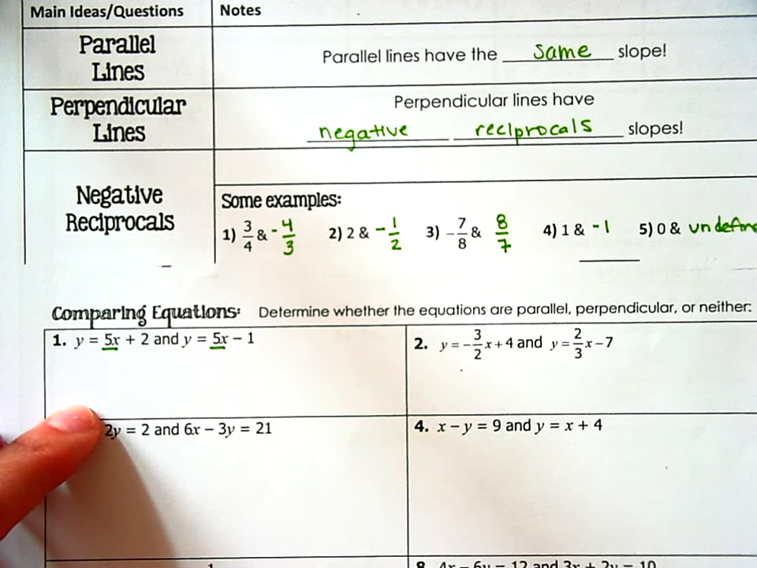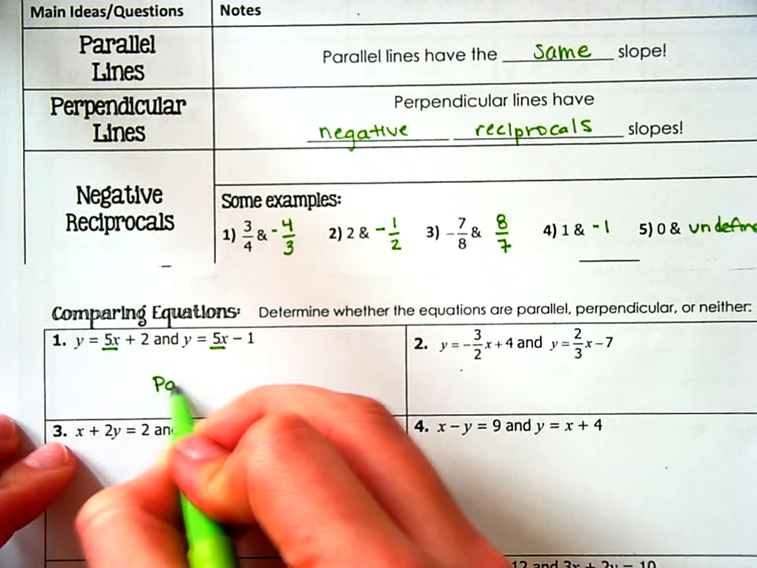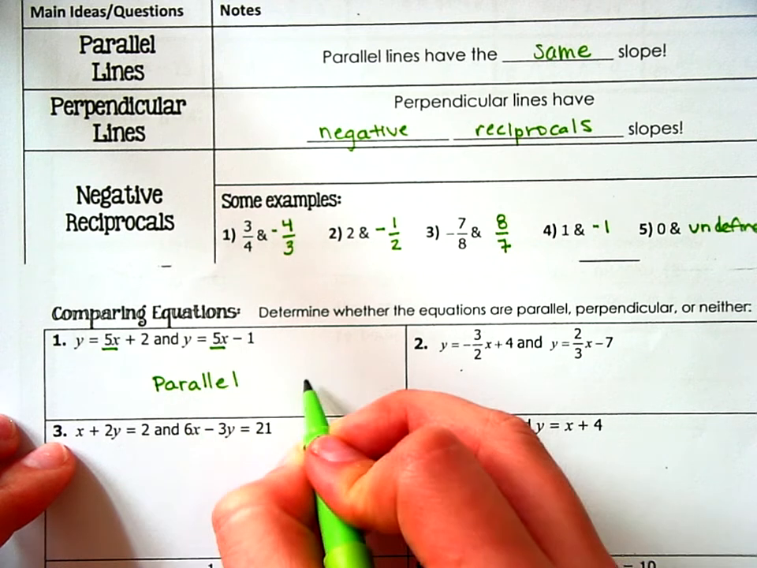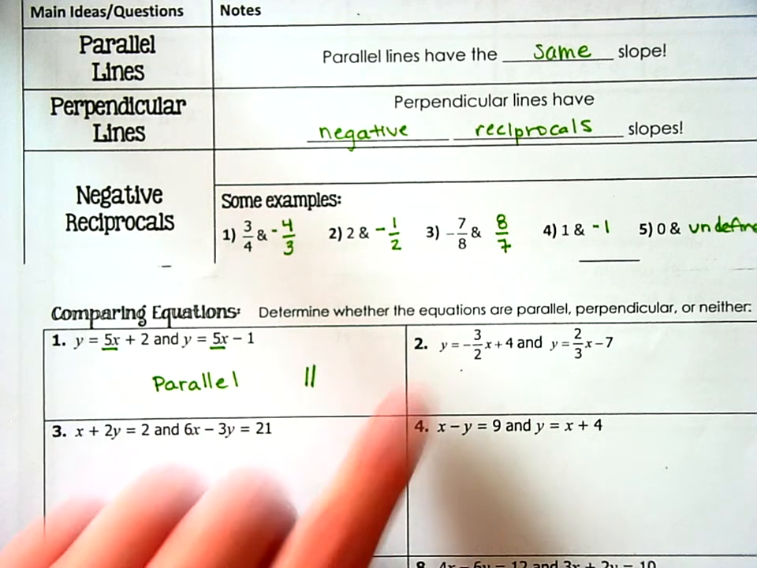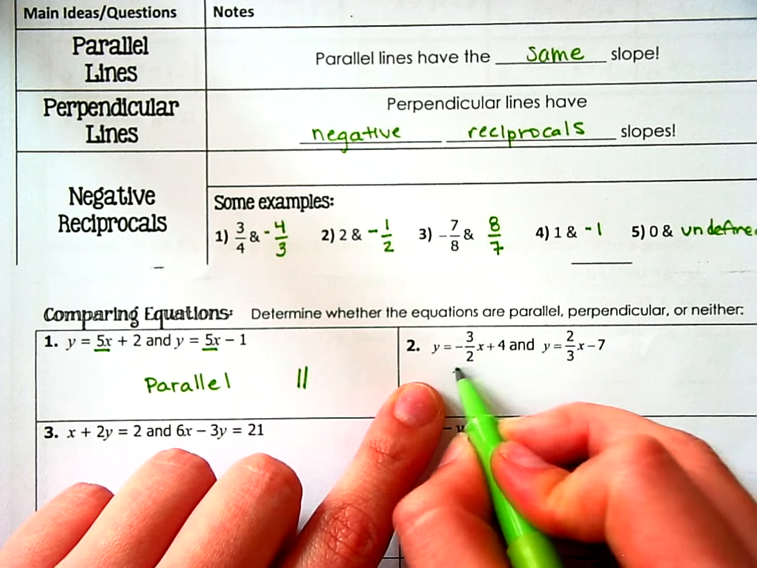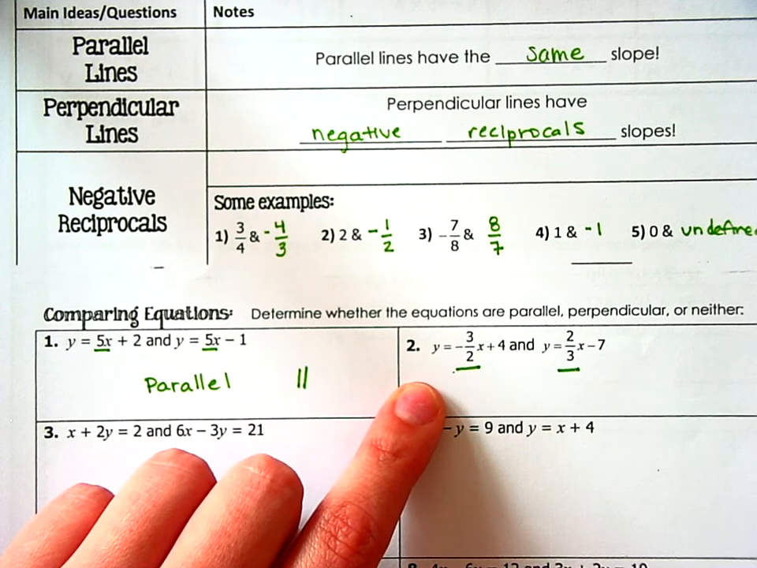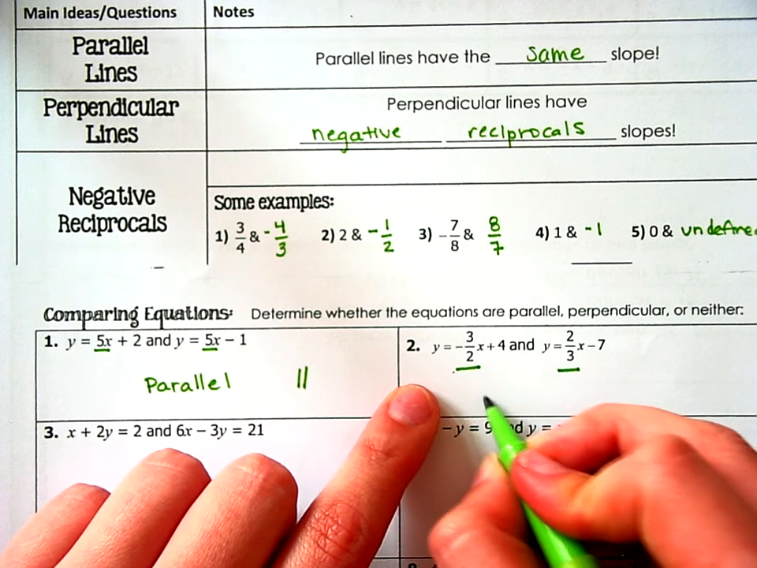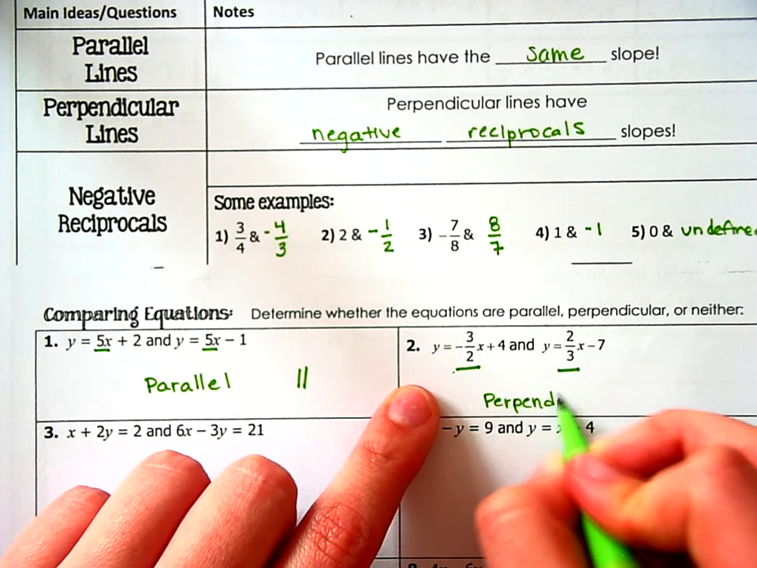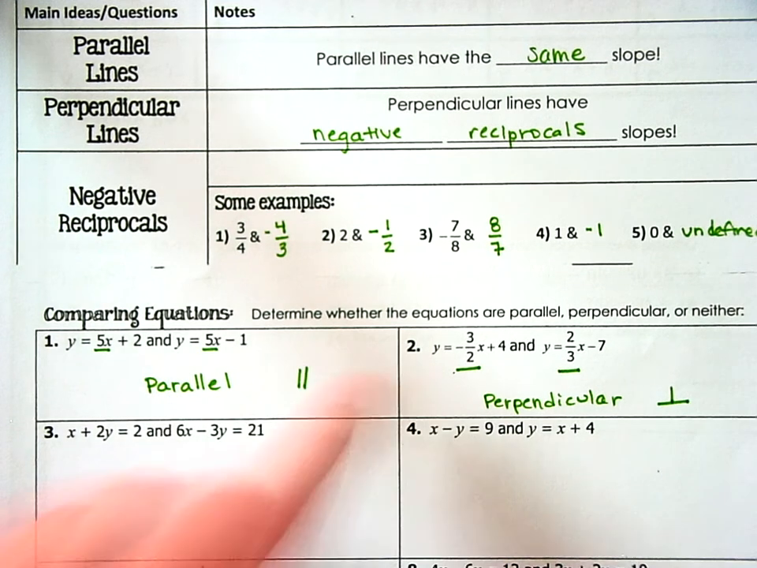So these two lines have a slope of 5. They're the same slope, so those lines are parallel. You can also use the parallel symbol if you don't want to write the word out. All right, next one. We have a slope of negative 3/2, and we have a slope of positive 2/3. Now those are negative reciprocals of each other, so these lines are perpendicular. And we also have a symbol for that. It's like an upside down T that shows us that two lines are perpendicular.